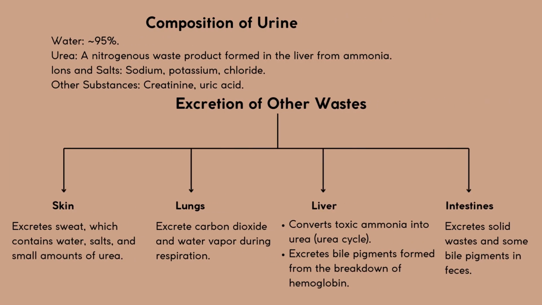Composition of urine: water, 95%. Urea, a nitrogenous waste product formed in the liver from ammonia, ions, and salts. Sodium, potassium, chloride, other substances, creatinine, uric acid.